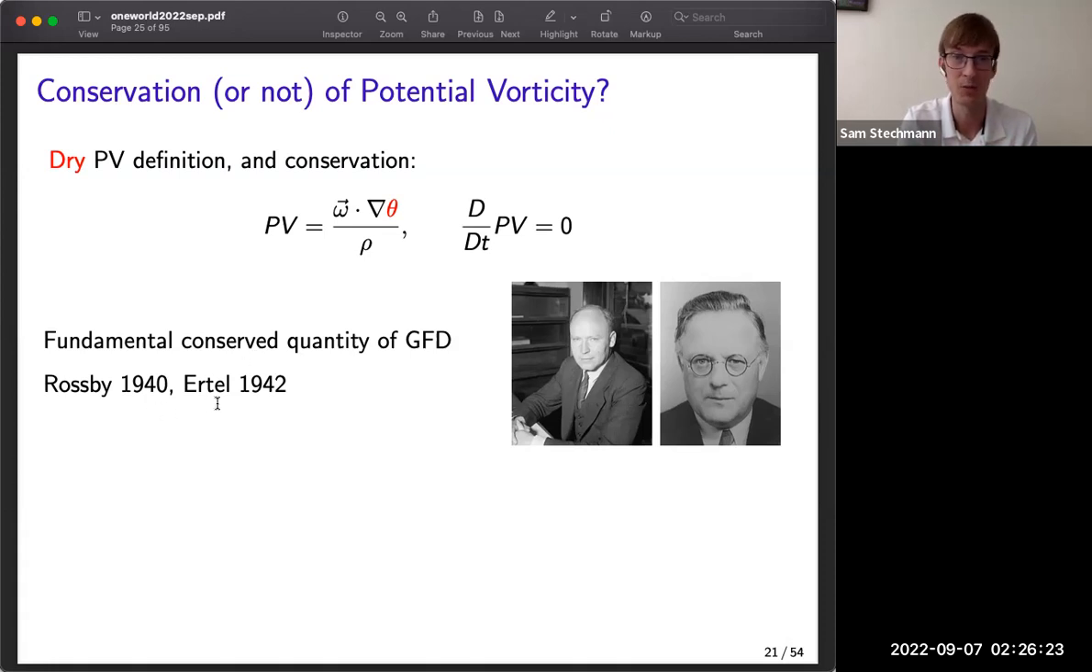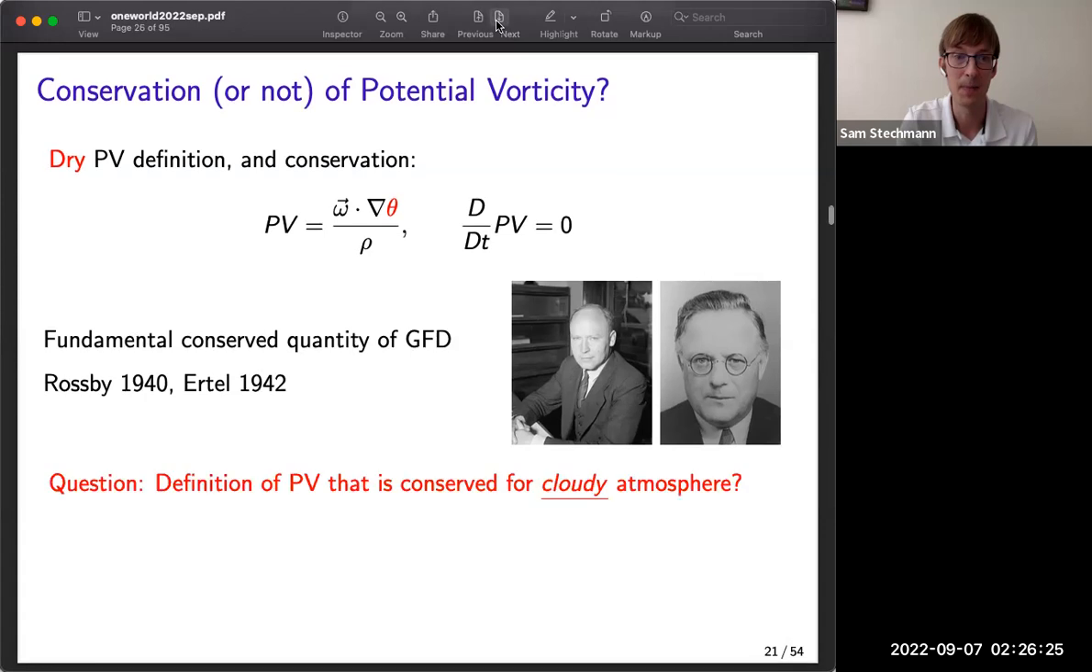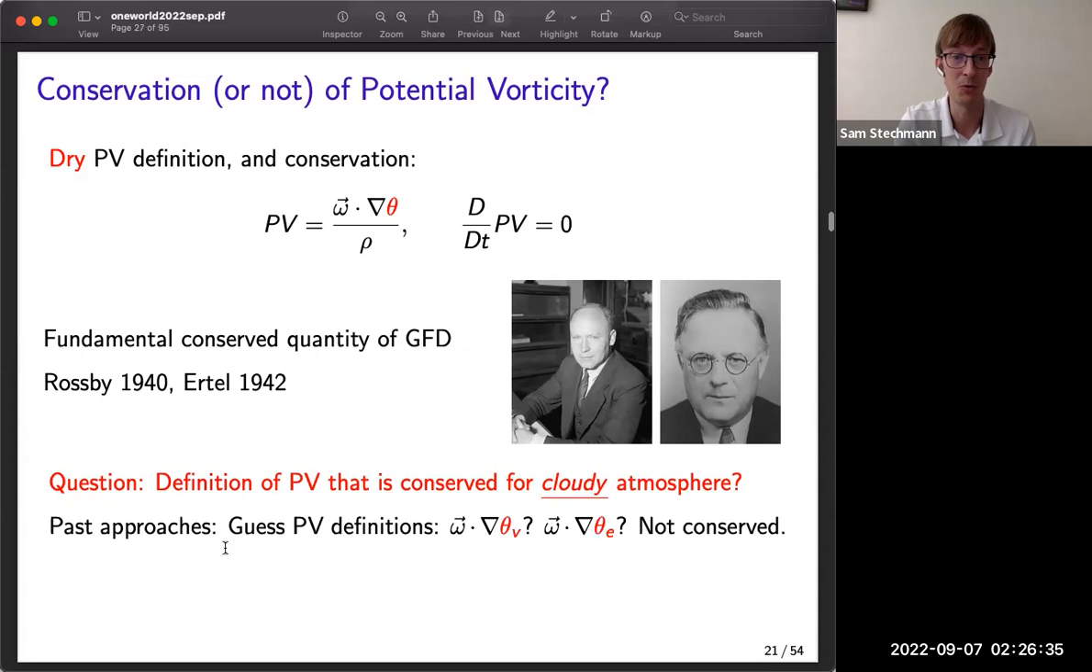It goes way back to Rossby and Ertel. There's been a question: is there a definition of PV that would be conserved when you have clouds? You can try. Past approaches have been to guess what might be the right extension, and so maybe I need to replace this potential temperature by something that includes moisture, like virtual potential temperature or equivalent potential temperature. But when you try these things, you'll discover that they're not conserved.